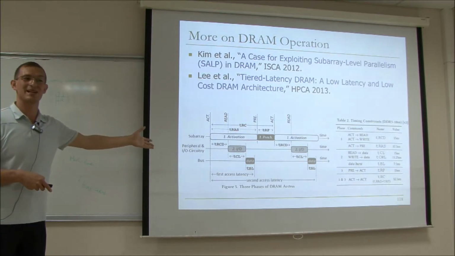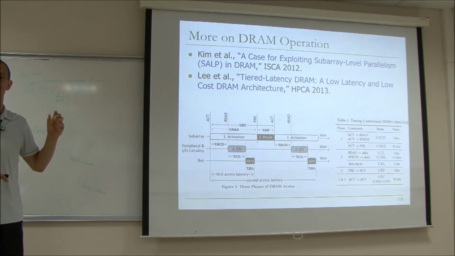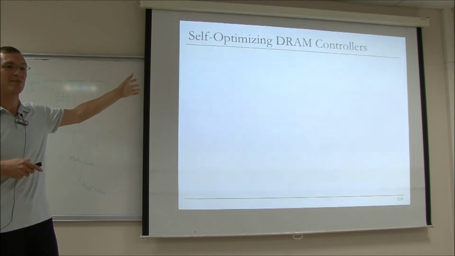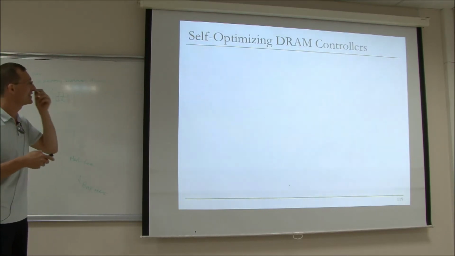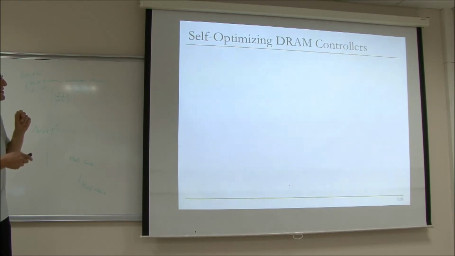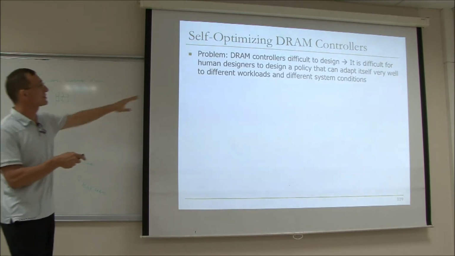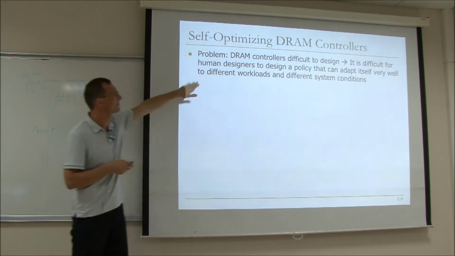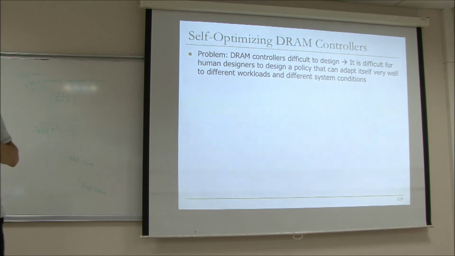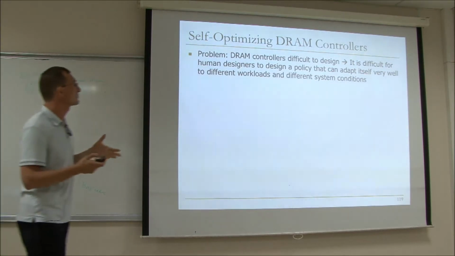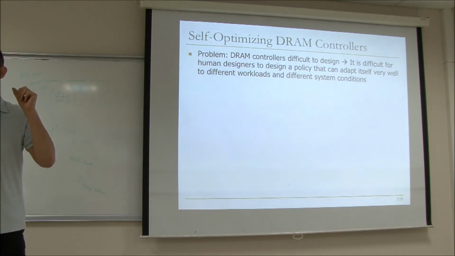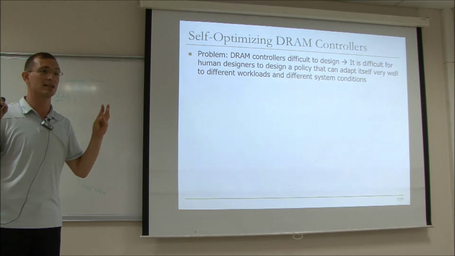But this makes the DRAM controller designer's job much harder. And if you ever designed a DRAM controller, probably you know what I'm talking about. So we've actually looked at trying to make this easier a little bit. The idea is, I'll take a break right after describing this idea. Basically, because DRAM controllers are difficult to design, it's difficult for human designers to design a policy that can adapt itself well to different workloads and different system conditions. So the question we started out with was, can we design a memory controller that can optimize its policy dynamically without human designer dictating the policy?